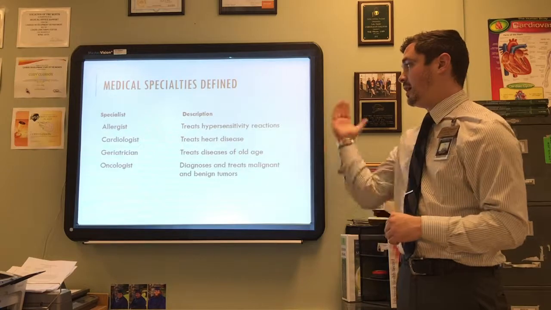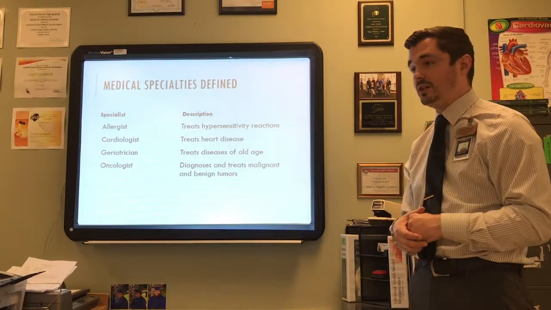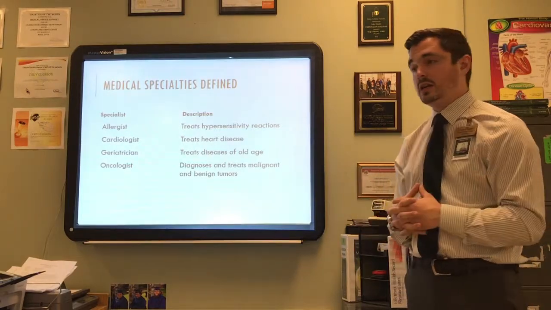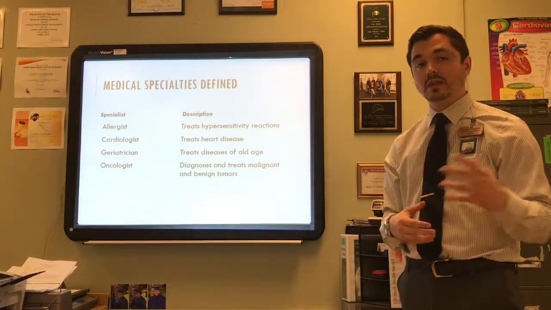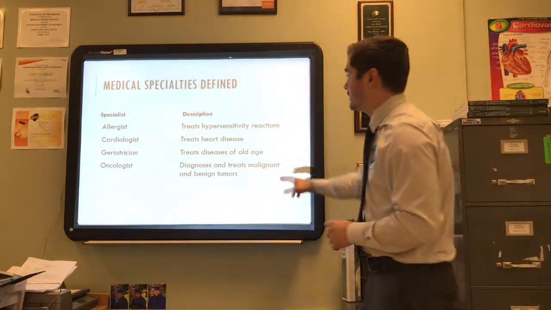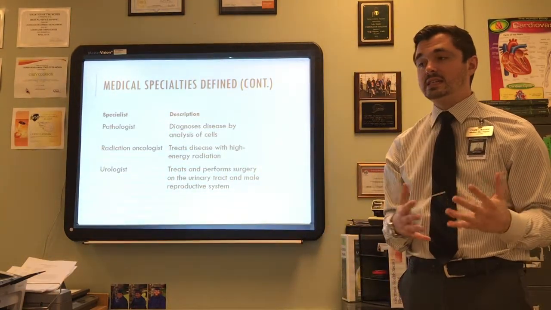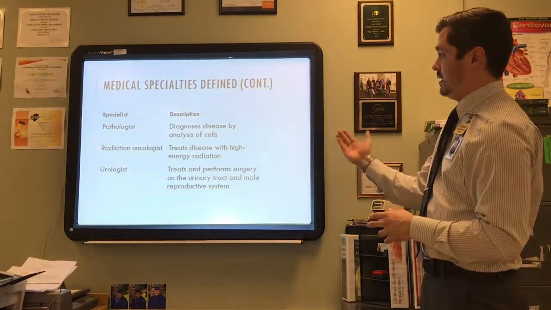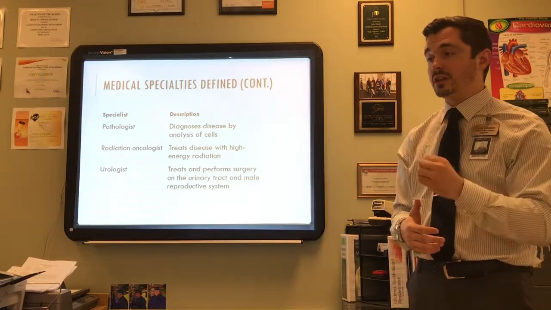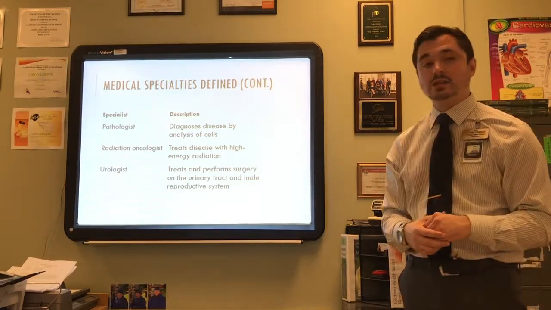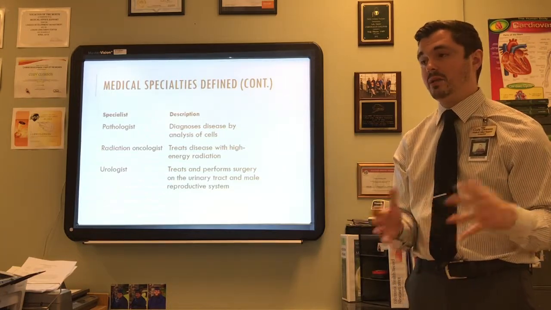by an allergist. Cardiologists, they treat heart disorders or diseases. A geriatrician treats diseases of old age. And an oncologist diagnoses and treats malignant and benign tumors. They are the ones that diagnose and deal with cancer. A pathologist, they diagnose disease by analysis of cells. Radiation oncologists, they treat diseases, tumors, or cancer with high energy radiation, and a urologist treats and performs surgery on the urinary tract and male reproductive system.